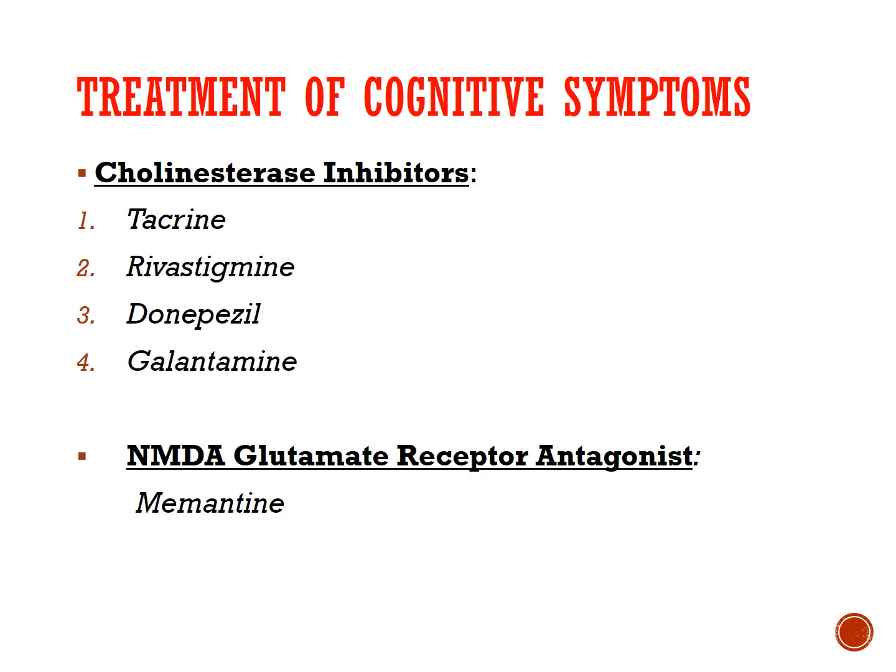Moving on to the treatment part of Alzheimer's disease. First, the drugs useful for the management of cognitive symptoms. We have two major groups: cholinesterase inhibitors as well as glutamate receptor antagonists. The cholinesterase inhibitors are tacrine, rivastigmine, donepezil, and galantamine, and we have memantine as an NMDA glutamate receptor antagonist. NMDA is one of the glutamate receptors.